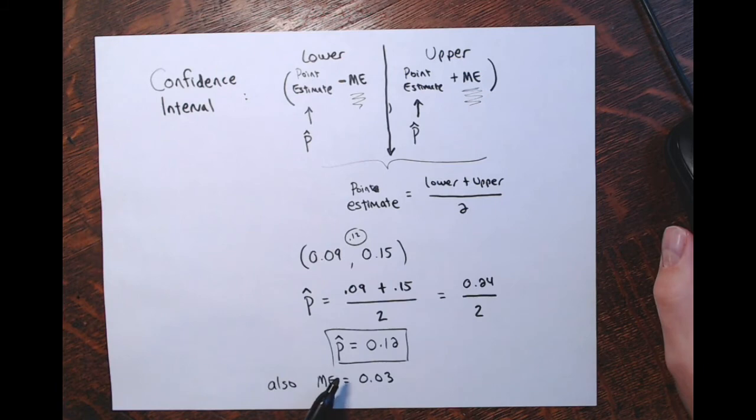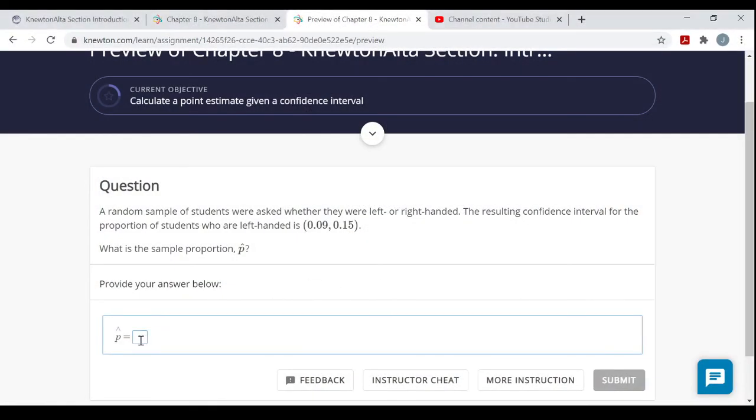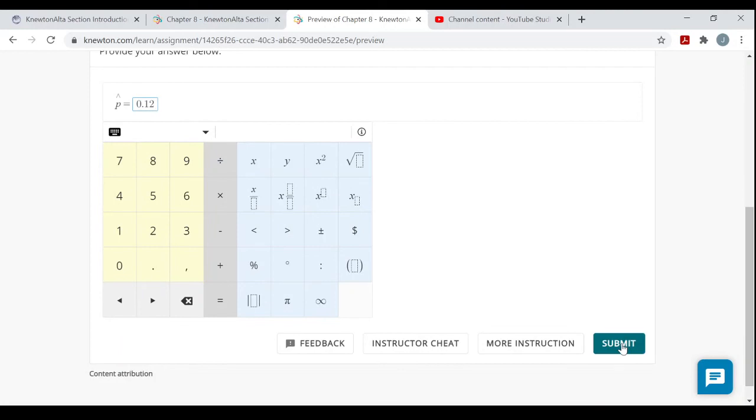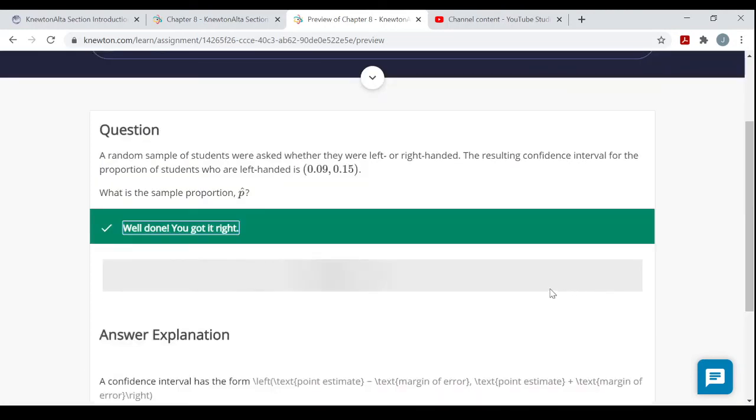But we weren't asked for the margin of error. We were just asked for this middle, the point estimate, what's in the middle of the confidence interval. So 0.12. And that's what I'm entering, submitting, and it's correct.